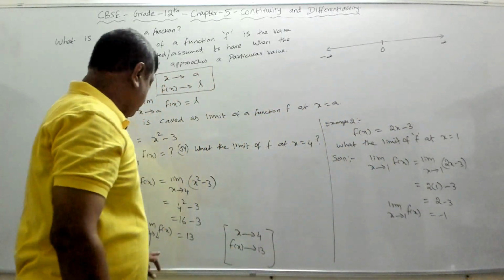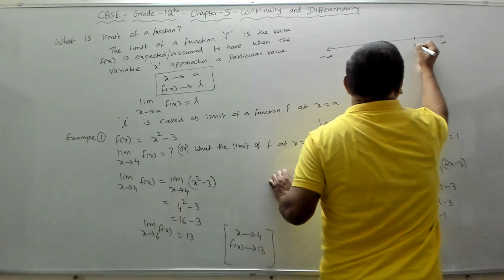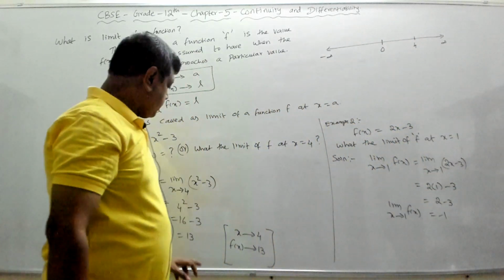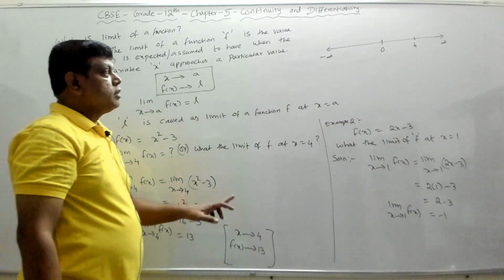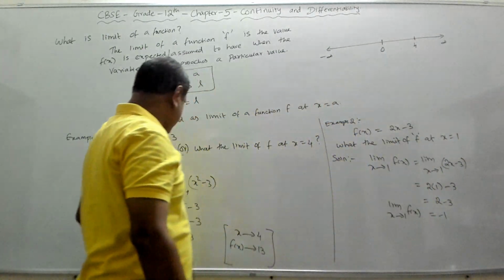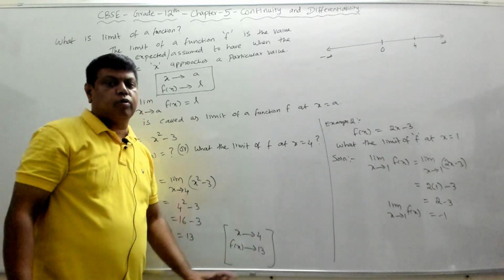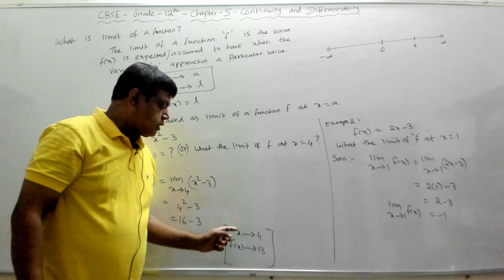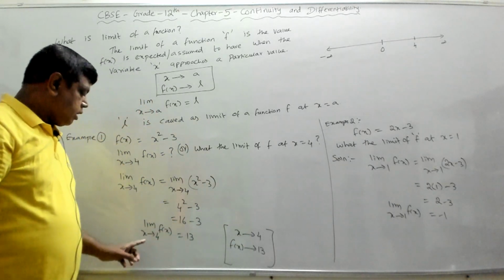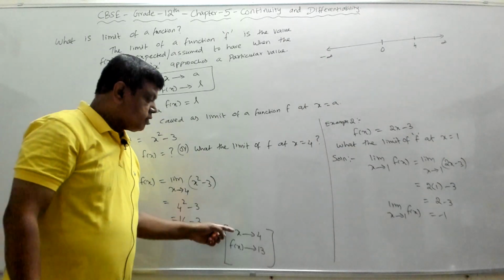Suppose we take the point 4, so 4 comes somewhere here. Suppose 4 is here. The point x equal to 4, 4 is somewhere here, suppose. Now, when we say x approaches 4, which means x is going towards 4. When we say limit x goes to 4, it means x is approaching 4, or x is tending towards 4.